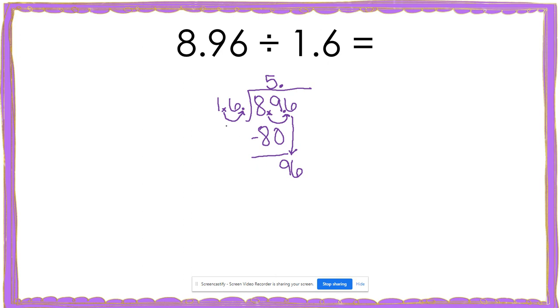Now I'll do 96 divided by 16, which gives me 6. And when I do 6 times 16, I'm left with 96. And when I subtract, I have a remainder of 0. That means that the quotient of 8.96 and 1.6 is 5.6, or 5 6/10.